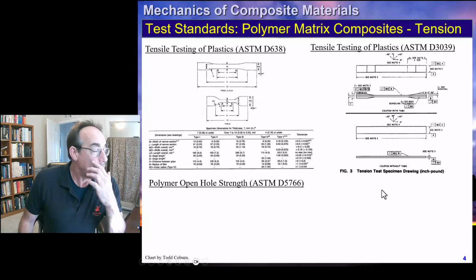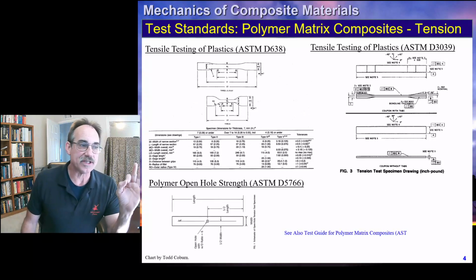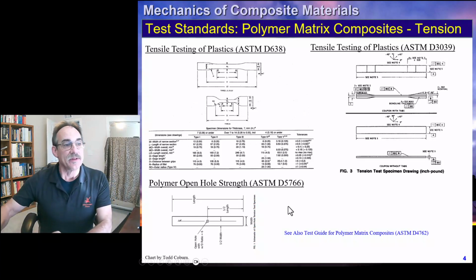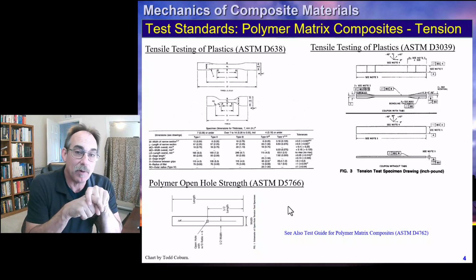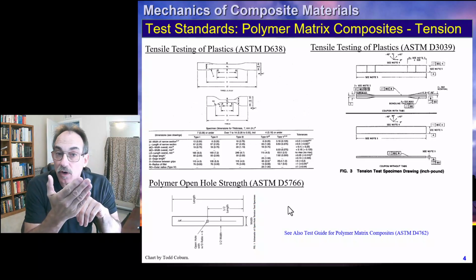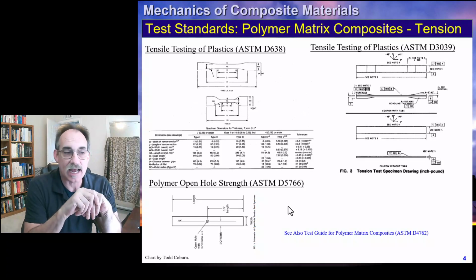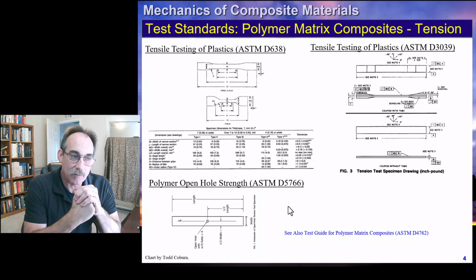And then another common one, I'll put this one on edge, is this hole standard ASTM D5766, which can also be used when you have a hole in the sample and you want to evaluate that. The ASTM also provides a guide for composites with a myriad of different tests. These are just some of the more common ones, and there are other ASTM standards for various idiosyncratic tests. You can look through this document and look at the different ones that are recommended.